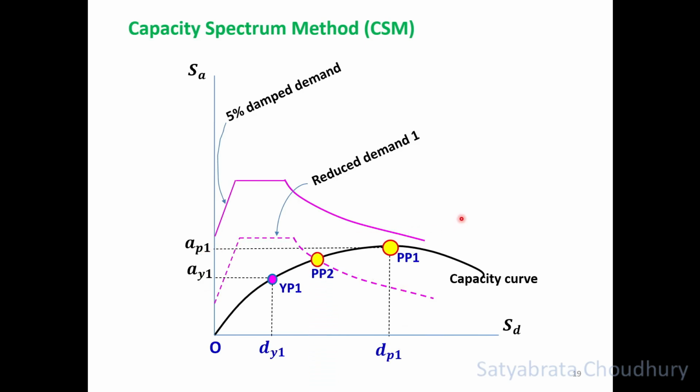Now you get your reduction factor and get this reduced demand diagram, which I am showing as reduced demand diagram number 1. Intersection of the reduced demand diagram and capacity curve gives you this point, which is performance point 2. This was trial, we have given number 1, so this new one is performance point number 2.